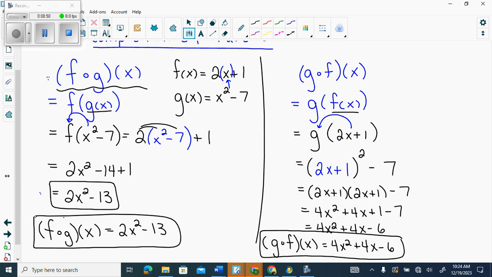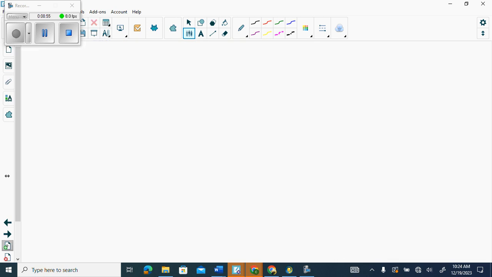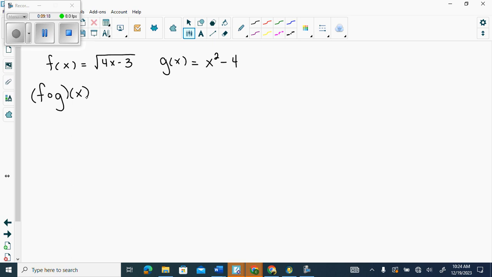But what happens if we get like a radical embedded? So, let's try this one. I'm going to give you f of x equals the square root of 4x minus 3, and g of x equals x squared minus 4. And I want you to give me f of g of x, and then I want g of f of x. And I want the domain of each.